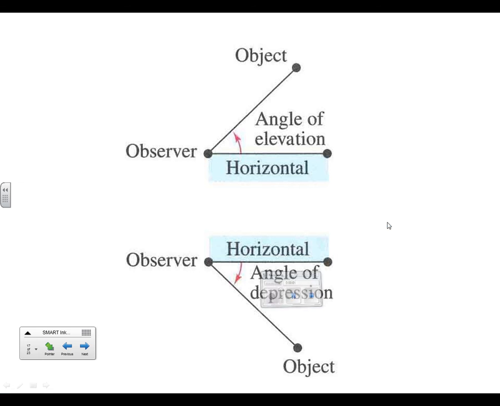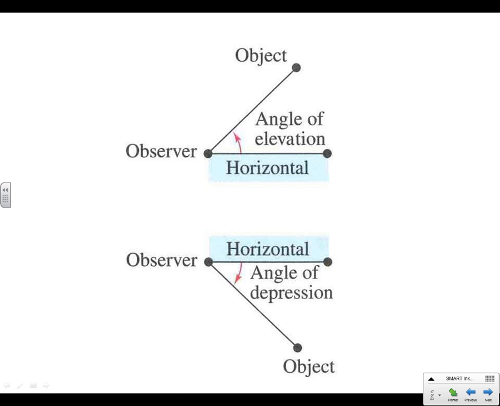Alright, we're going to wrap up this chapter by looking at some real-world applications and some word problems. A couple vocab phrases we need are angle of elevation and angle of depression. Angle of elevation goes from the ground up, and angle of depression goes from the ground or from some horizon that's not the ground and down to find the angle of you looking towards your object.